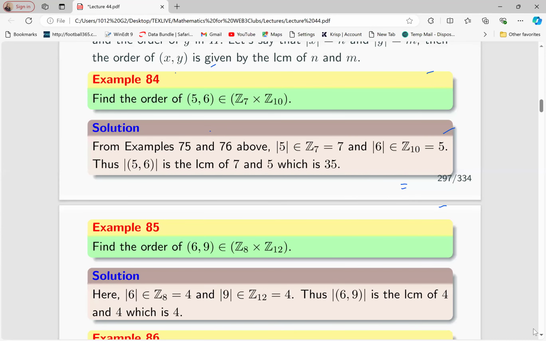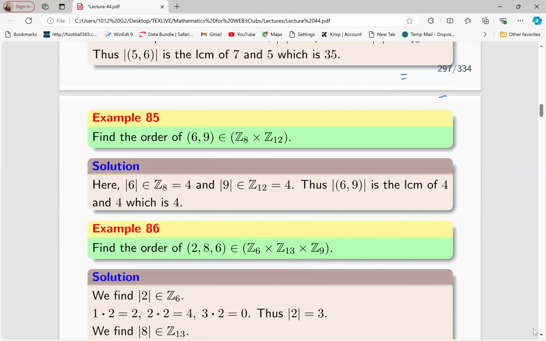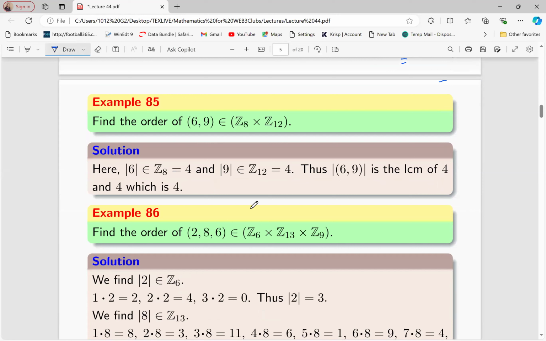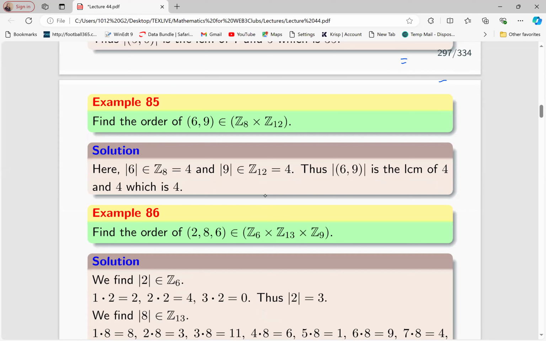Now, example 85, I'll not look at it, because it's the same reasoning, but you can go through it and see whether you get the same result. We can even have 3 groups multiplied together, as in example 86. But then you're just getting the order of 2 in the first group, the order of 8 in the second group, and the order of 6 in the third group. And then you take the LCM of those orders.